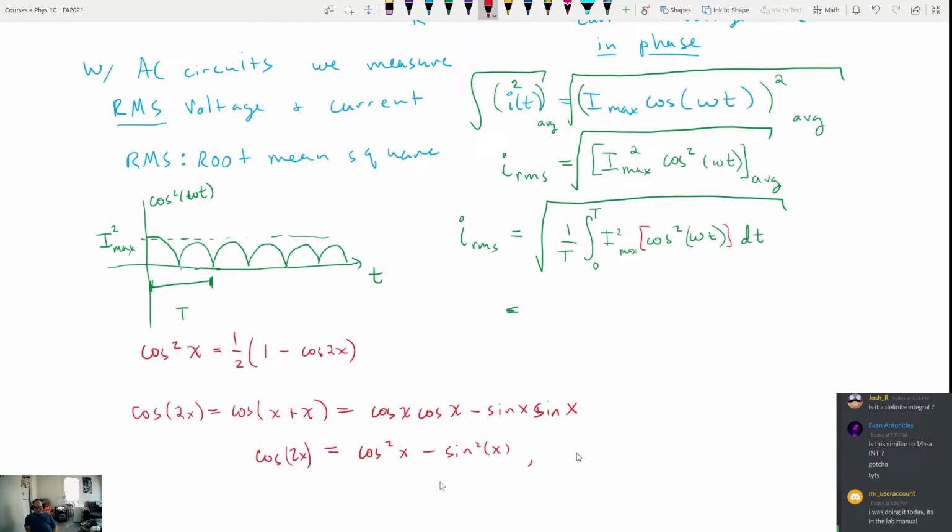But we also know there's another identity that tells us that sine squared of x is equal to, is it 1 minus cosine squared of x? So this becomes cosine of 2x is equal to cosine squared minus, this is going to give you, wait, sine squared plus cosine squared is 1, right? Okay. So this is going to give you cosine squared, I'll just write it out.